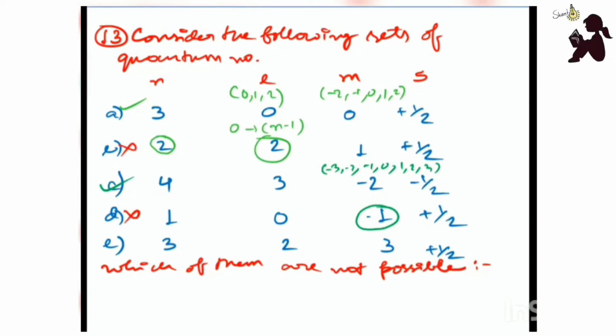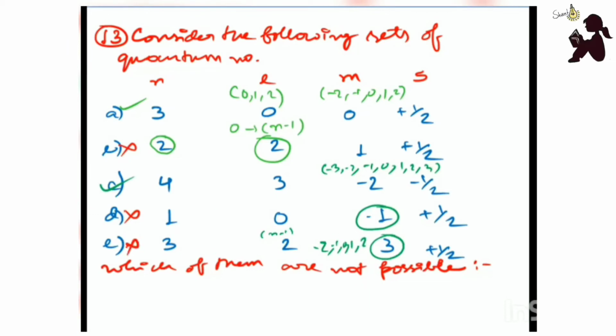So let's see for E. Here E has n equal to 3. So n minus 1, that is 2, can be possible. But you can see here that it also has magnetic quantum number, that is 3. It won't happen because it will be -2, -1, 0, 1, 2, not greater than 2. So it is also not possible.